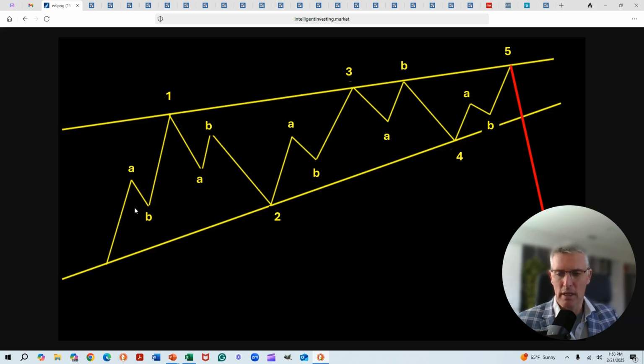The question is then, how are these smaller waves all subdivided as well? Well, they can all subdivide into threes as well. I think threes should be the predominant expectation for all waves. B waves are always three waves. C waves can be 3 or 5. Okay, so this is where we are currently, somewhere in this AB of this final fifth wave.